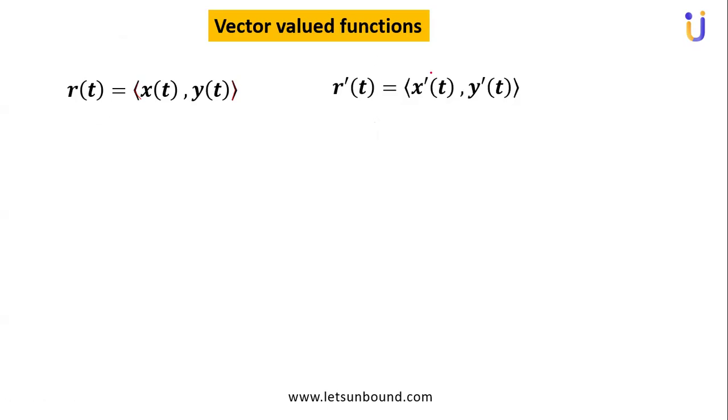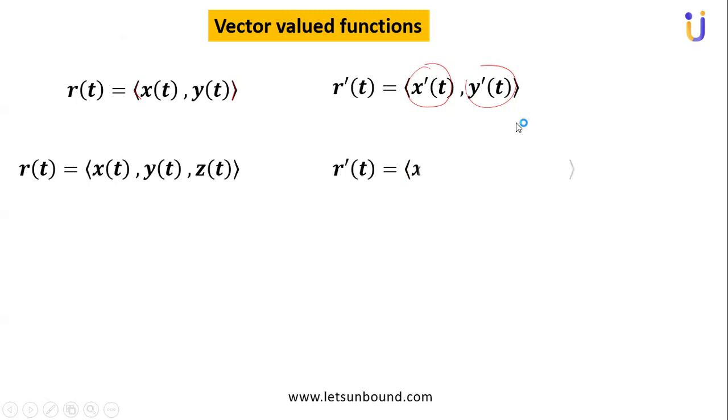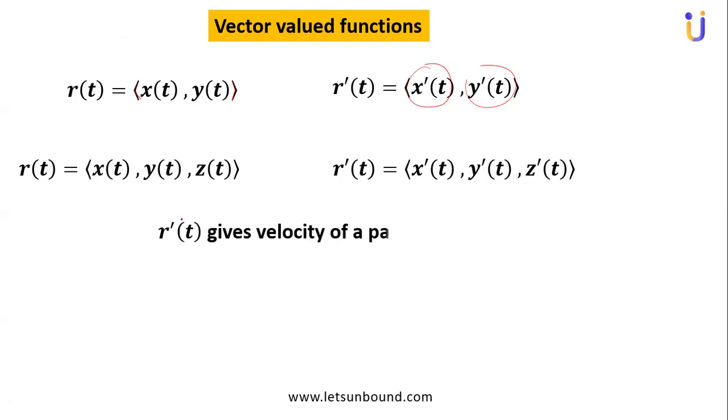So r dash of t is just differentiating the components individually, nothing else, right? And a 3D vector is also the same. Individual components you need to differentiate. So now r dash of t will give the velocity of a particle. This is the position vector, we will say.